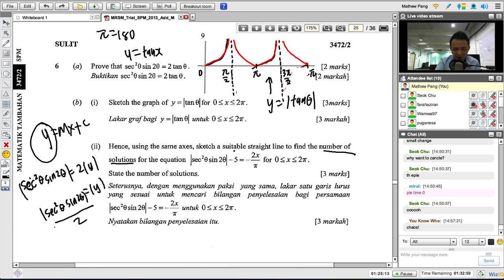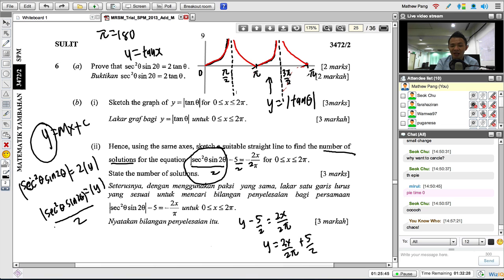Alright, so this one will be the y. Okay, you almost got the y here. But the problem is y must be over 2. This one do not have over 2, right? So what I will do is, I divide 2 for every single part. Alright, now the whole thing here is y already. Okay, so this is y minus 5 over 2 equals to 2x over 2 pi. Alright, so y is just 2x over 2 pi plus 5 over 2.